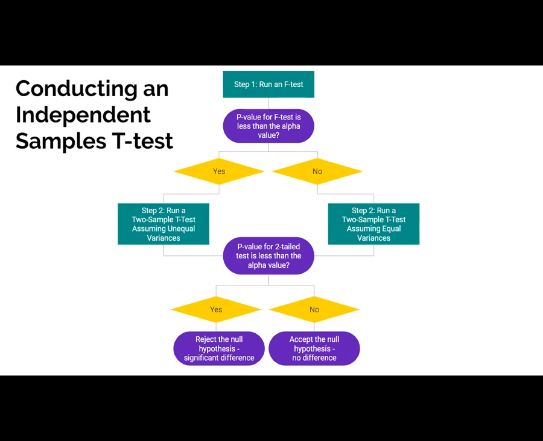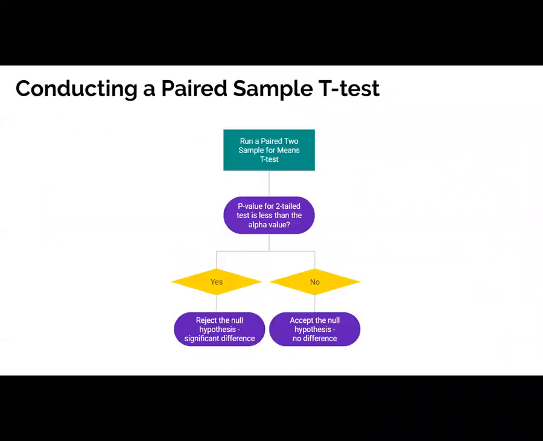If it turns out that the p-value is smaller than your alpha value, which t-test do you run? Unequal variances, exactly. And then once again, you're looking at the p-value, right? And if the p-value is less than your alpha value for your t-test, what's the conclusion? There's a significant difference. Exactly. You reject the null hypothesis. Perfect. Very good.